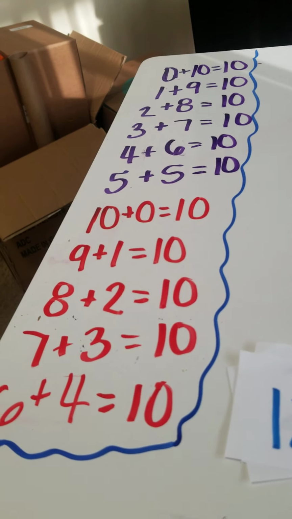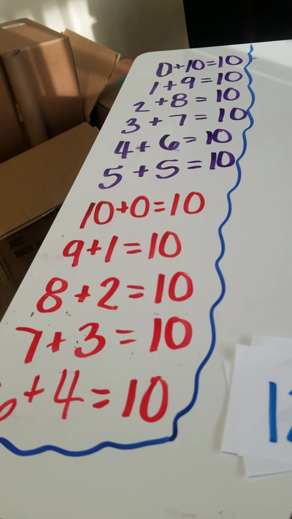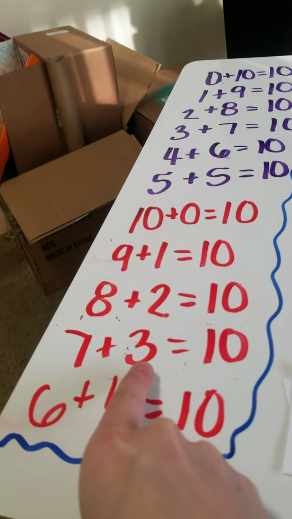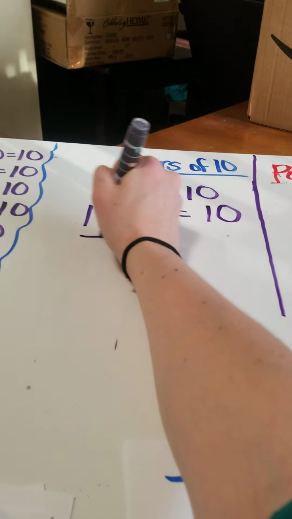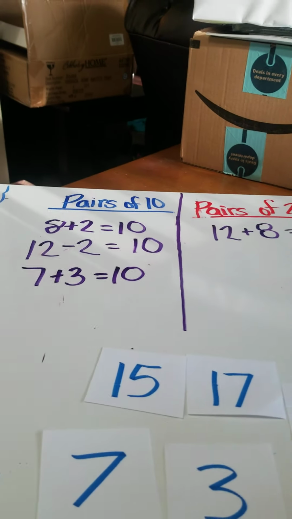Well, let's look over here with our pairs. Do I see anything with 0, 7, or 3 that will help me make 10? Well, here's my 7 and here's my 3. 7 plus 3 equals 10. Let's see, I have a 7 and I have a 3. So I'm going to write 7 plus 3 equals 10.